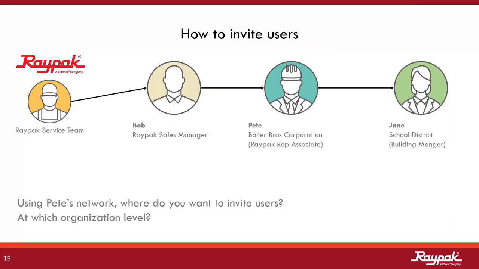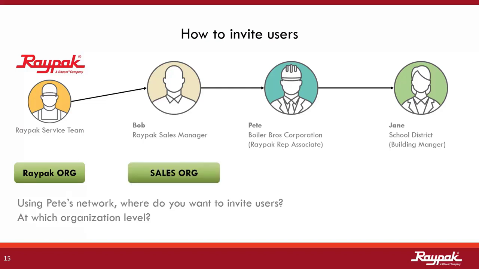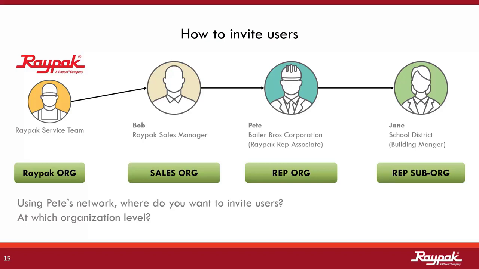Users. First of all, let's take the same example that we described before, Pete's network. Where do you want to invite users? At which organization level? You want to do it at the service team, which is a global management network from Raypak perspective, from the sales manager, Pete, which is an individual contractor or region rep of sales, or even at Jane's case, which in this case will be the final customer. Sales organization, the rep org, or even the rep suborganization, which in this case is a final customer.